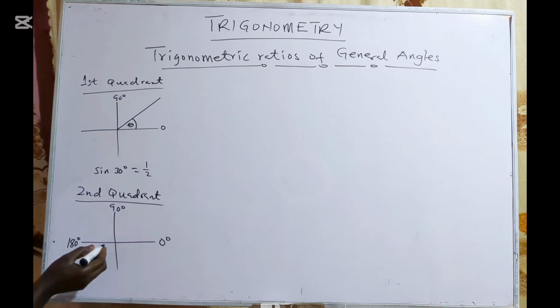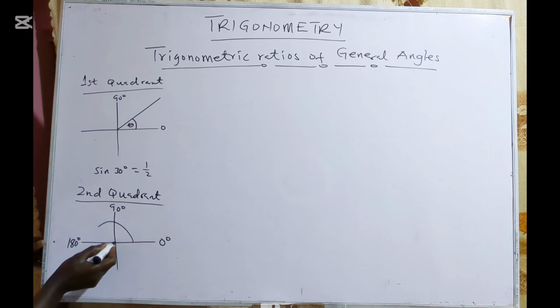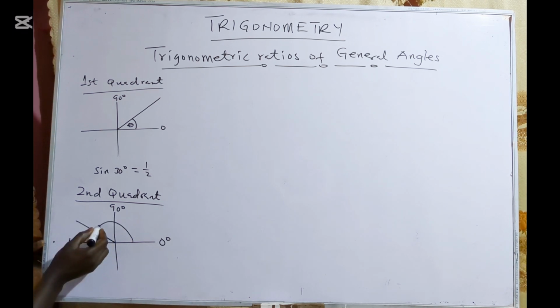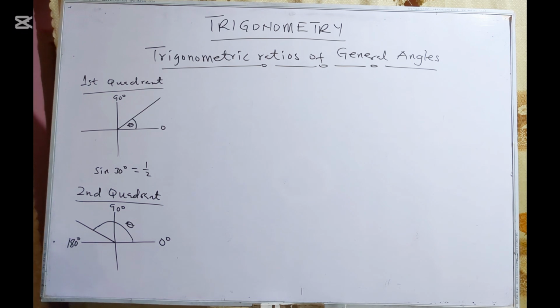Alright, so the second quadrant falls within here. So if I'm given the angle, and the angle will be from here, let's say to this particular place. Okay, so this will be my angle, let's say theta. So let's assume that I'm given, let's say 200 degrees.